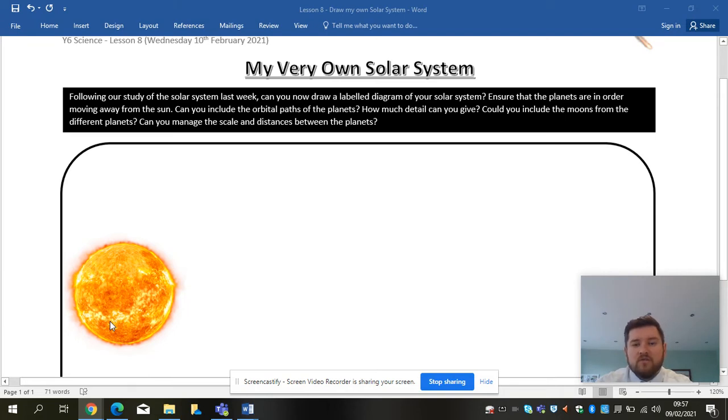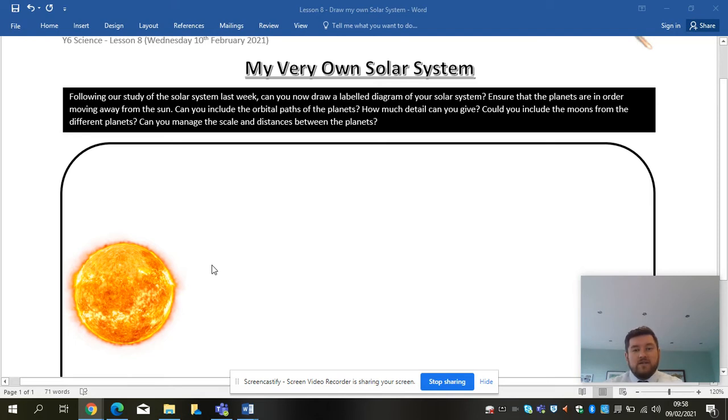How much detail can you give? Could you include the moons from the different planets? And can you manage the scale and distances between planets? So now I'll explain a little bit more detail how we're going to do this task. Number one, you could draw a label diagram of our solar system that we live in with Mercury, Venus, Earth, Mars, Jupiter, Saturn, Neptune, Uranus. You could do it like that. That's absolutely fine. You would need to make sure the planets are in order, moving away from the sun, and I'd like to see the orbital paths.